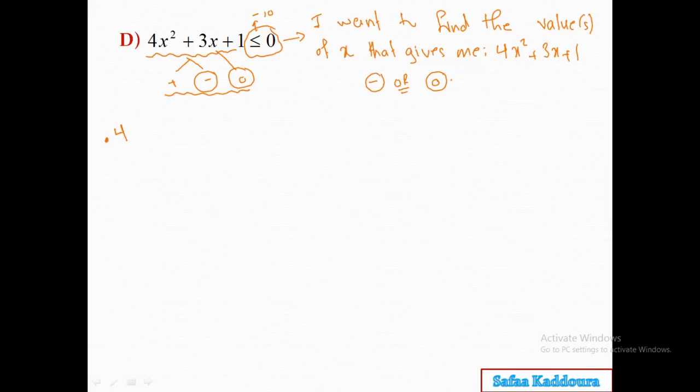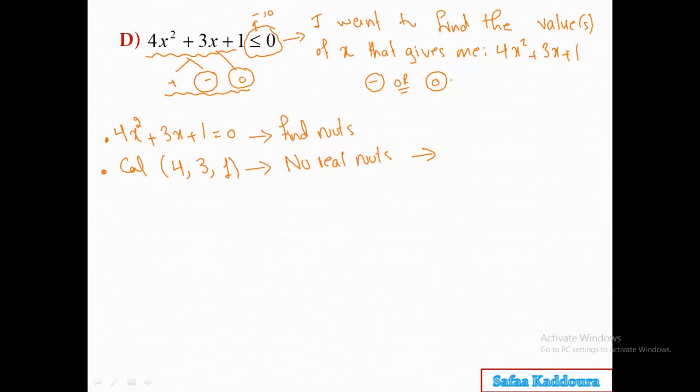First of all, 4x squared plus 3x plus 1 equals 0. This step we make to find roots, to draw the table. The second step is to use the calculator to find the roots. I will enter into the calculator a equals 4, b equals 3, and c equals 1. The calculator will give you no real roots. That means delta is less than 0, delta is negative.